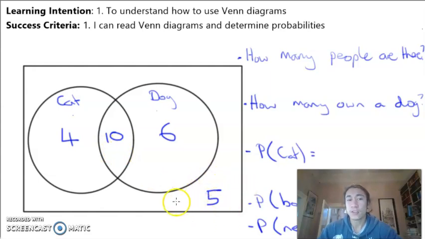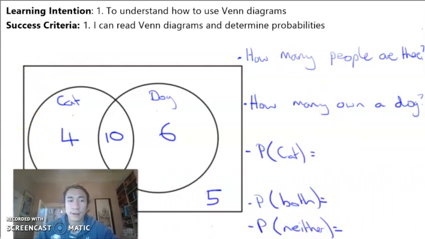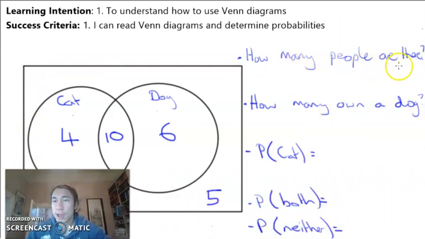What we can use Venn diagrams for is to answer questions such as these. How many people are there? So altogether there was 4 and 6 is 10, add 10 is 20, add 5, there were 25 people altogether. And I know that because I added up all of the different numbers in my Venn diagram.